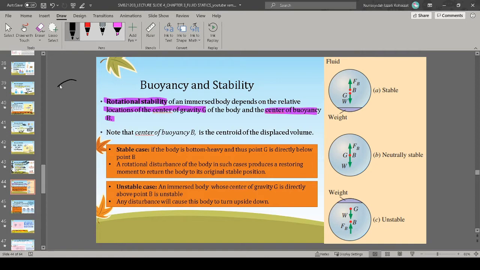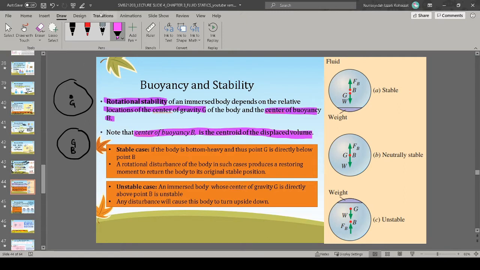So let's say we have an object, our center of gravity will be somewhere in the middle, so it is denoted by G. But for floating object or fluid, we will have both G and B. So B is the centroid for displaced volume.